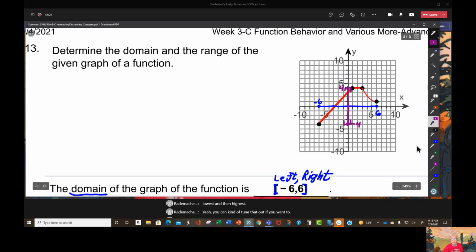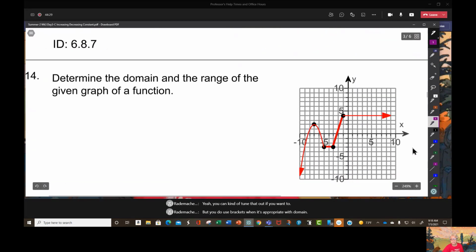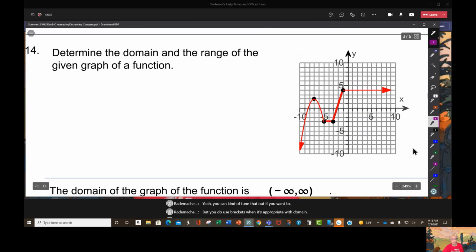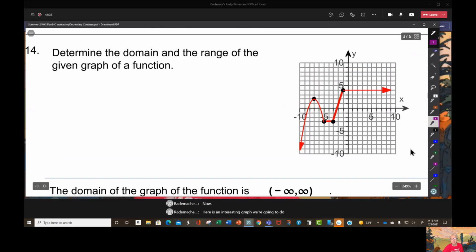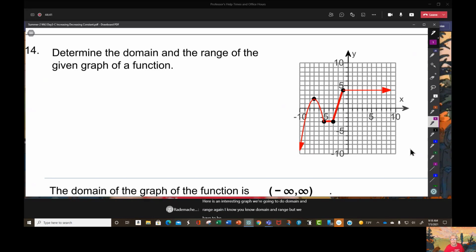But you do use brackets when it's appropriate with domain. Now, here is an interesting graph. We're going to do domain and range. Again, I know you know domain and range, but we have to be able to compare. Compare and contrast, right? Just like in an English class or a communications class, you compare and contrast. I always hated comparing and contrasting. But you've got to do it.